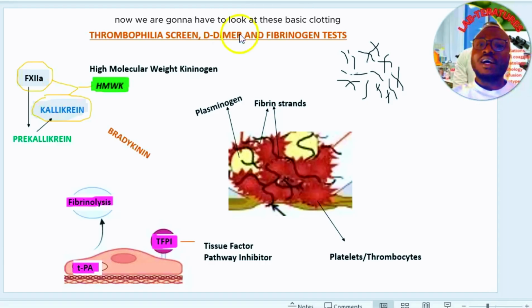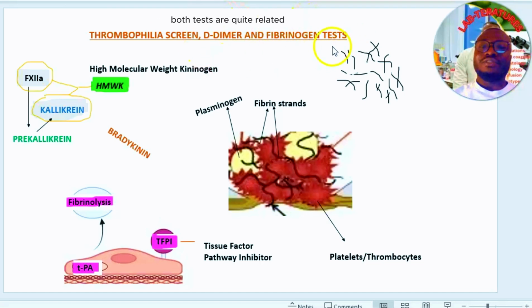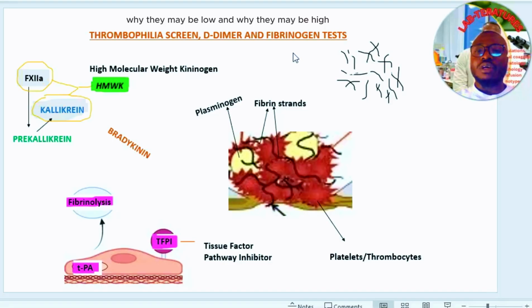Now, we are going to have to look at these basic clotting tests. This will lead us into the thrombophilia screening. We've got the fibrinogen test and we've got the D-dimer test. Both tests are quite related. We will look at the relevance of fibrinogen tests, why they may be low and why they may be high, and how a low level is clinically relevant to a person's circumstance.